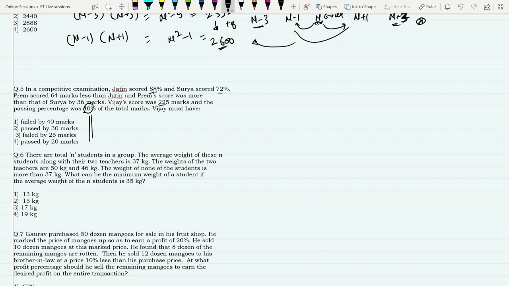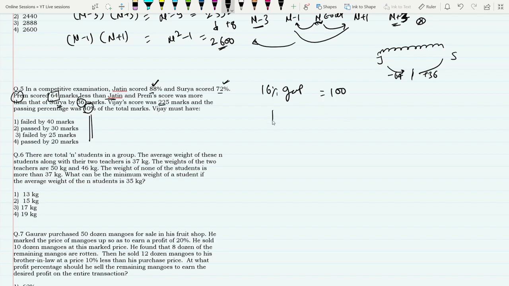So pay attention. Here, Jatin has got 88%. Surya has got 72%. There's a 16 percentage gap. Now, there's a common hint between the two. There's a person called Prem. Prem has scored 64 marks less than Jatin and 36 marks more than Surya. So think of this. There is a person named Jatin, there's a person named Surya, there's a person in the middle. This person is 64 below and 36 above. What is the gap between Jatin and Surya? The gap between them is 100 marks.